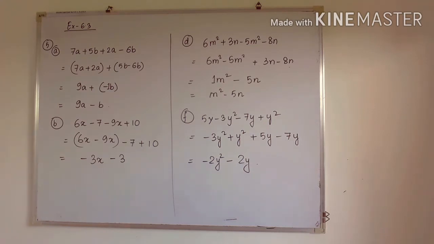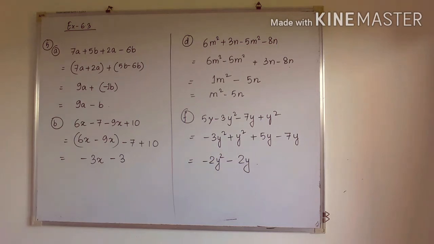Next, in number D, 6m square plus 3n minus 5m square minus 8n. The like terms are 6m square and 5m square, so I have collected the terms. Subtracting 5m square from 6m square, we will get 1m square. Then again I have collected 3n and 8n. So 3n minus 8n will be minus 5n. Finally we can write m square minus 5n.